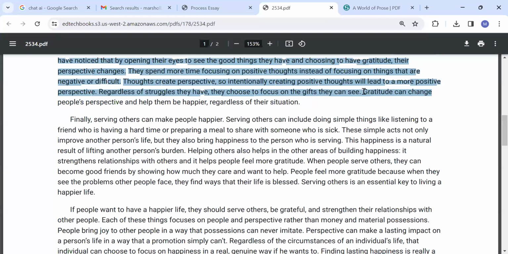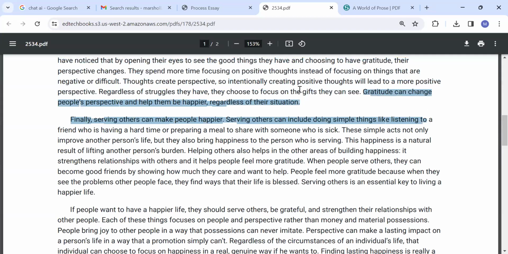So this sentence repeats what they spoke about. Gratitude is important because it helps people be happier because it changes your outlook to life. This paragraph will also follow the same pattern. Topic sentence started with your transition word.